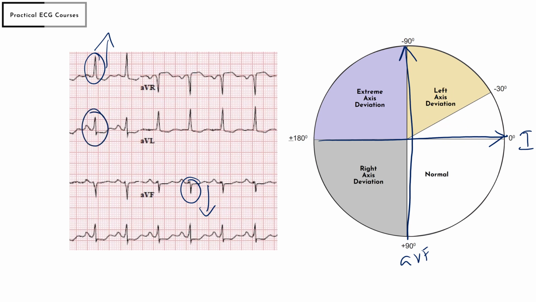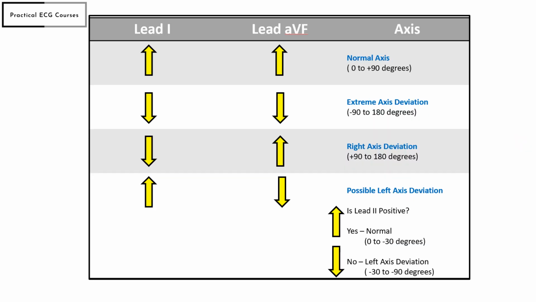Look at lead 2. Lead 2 is also predominantly positive. That tells you that the vector is actually between 0 and minus 30, and now you know that this is a normal axis. Okay, so with that, we have covered the modified quadrant method of axis calculation.